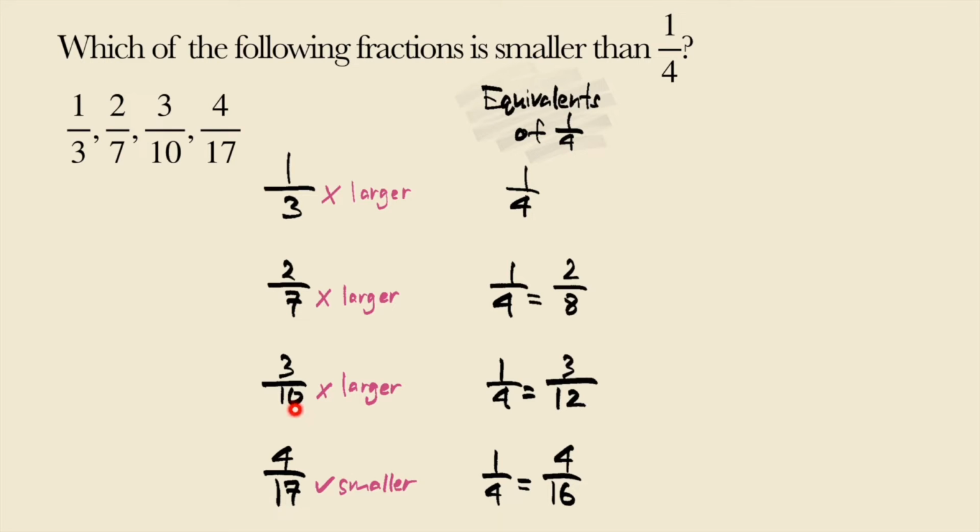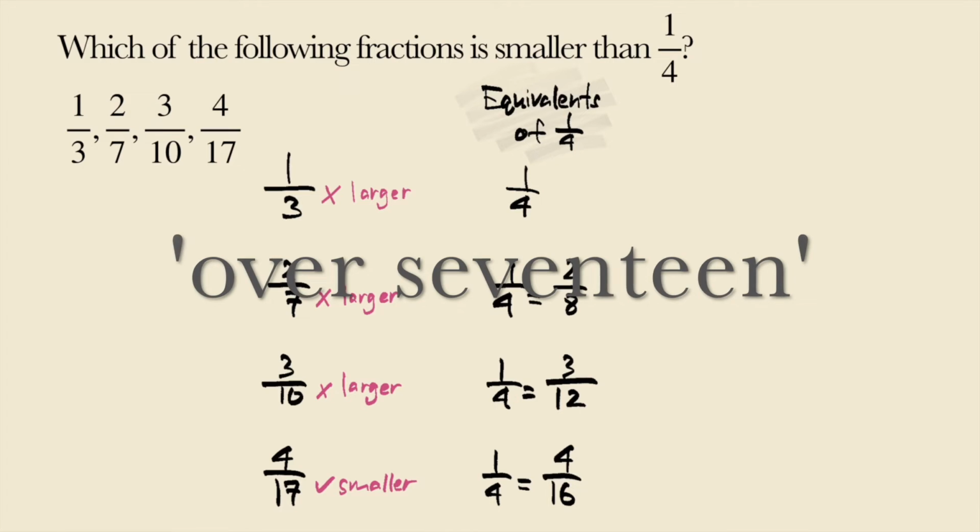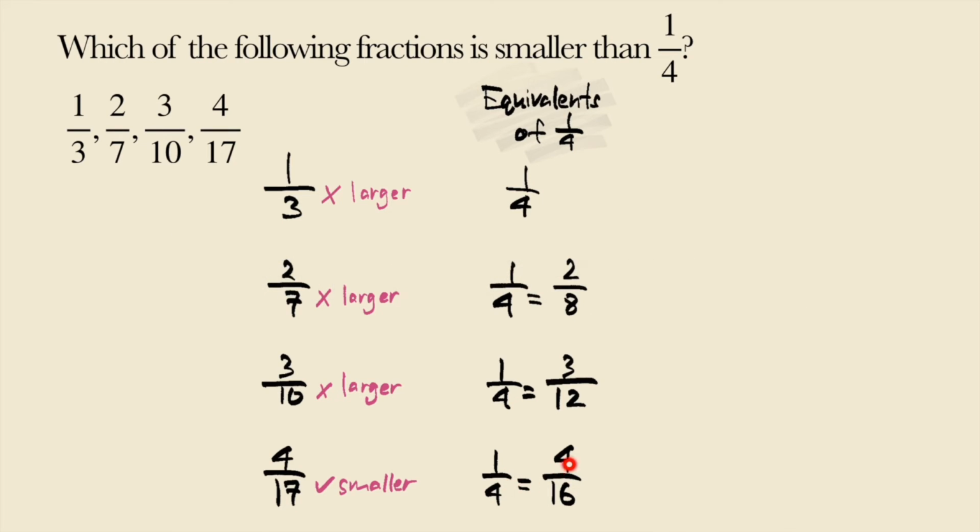Next, 3/10. Equivalent of 1/4 is 3/12. Now that I've made the numerators the same, look, the denominator is smaller, so this fraction is actually larger than 1/4. 4/7: the equivalent fraction with numerator 4 is 4/16. Now comparing the fractions here, this is smaller. Why? Because the denominator is larger. Therefore, the answer is 4/17.